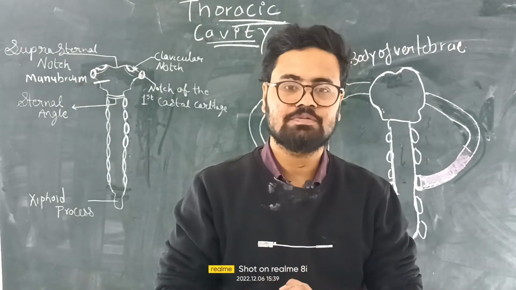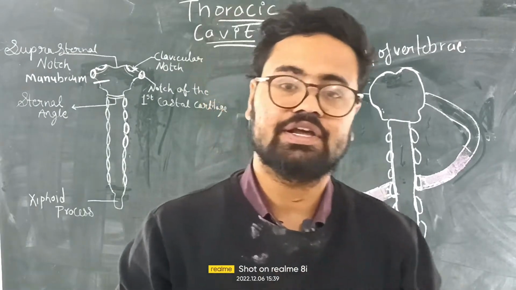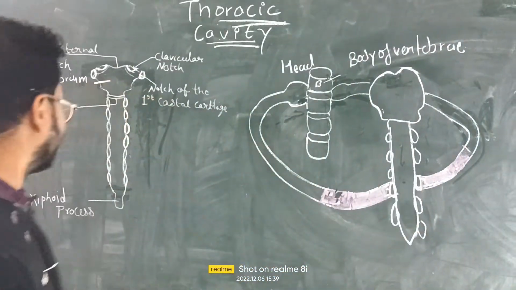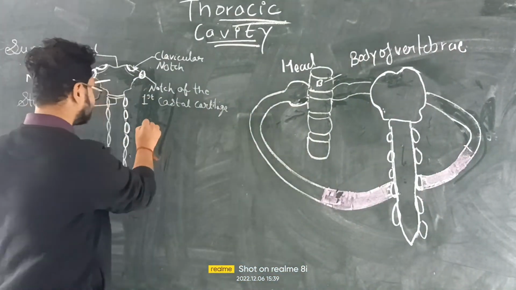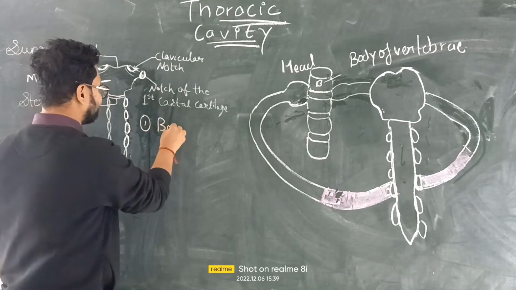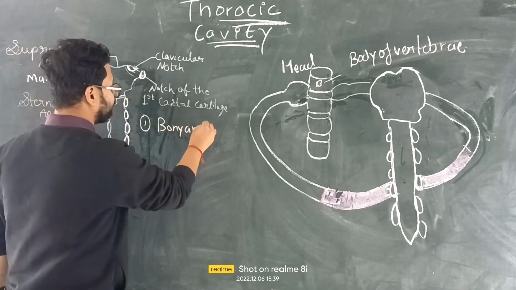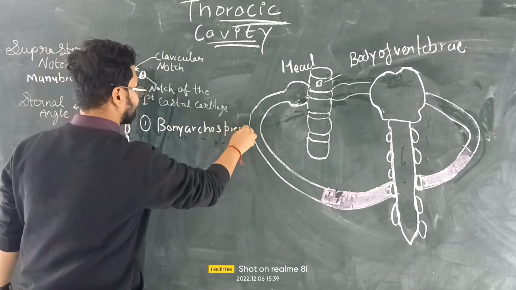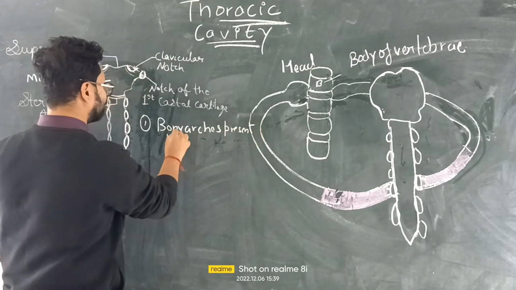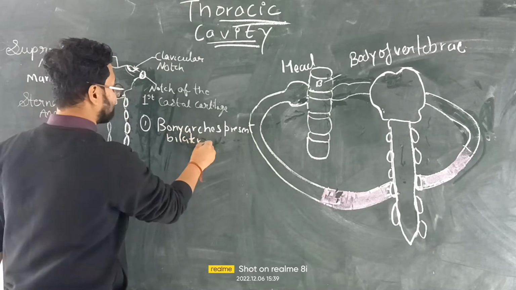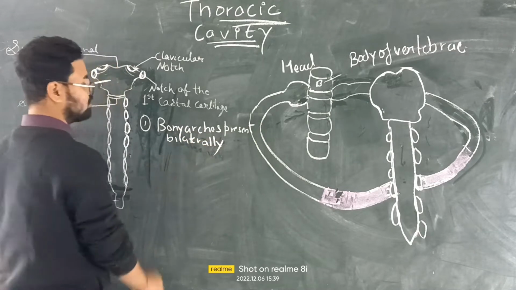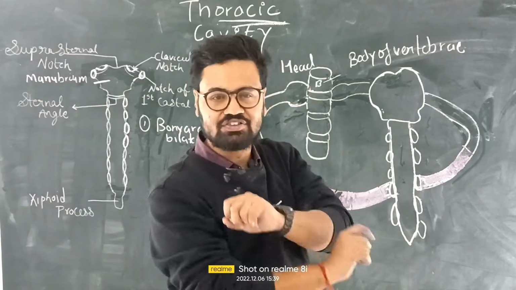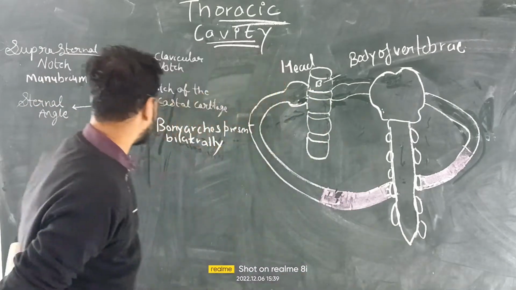So let us talk some introduction of ribs. What exactly are ribs? Basically ribs are bony arches. Let's note it down, guys. The first point: bony arches present bilaterally, on both sides. Both the sides, these bony arches, bony curvatures are present.